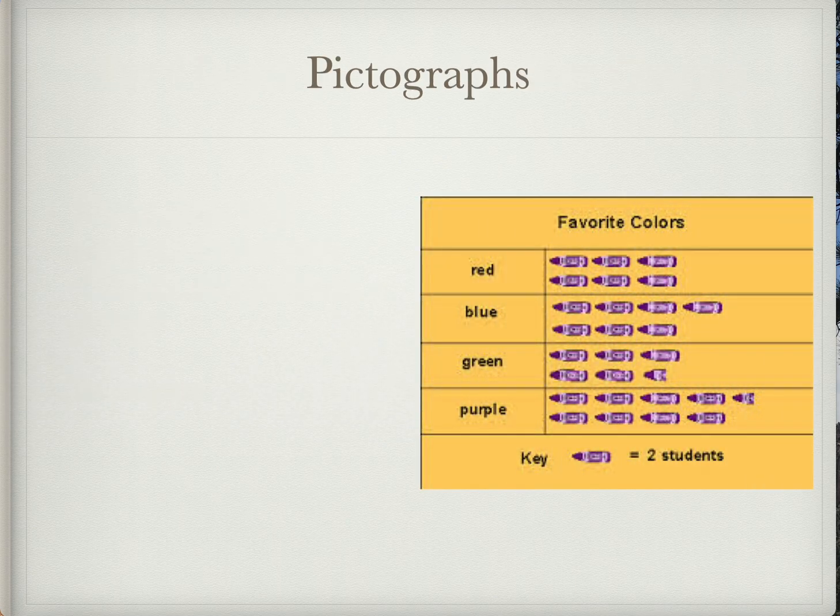Okay, next, let's talk about pictographs. Looking at this pictograph, a picto has pictures. This one's by favorite colors. You can see a key at the bottom. One crayon, not crown, one crayon represents 2 students. So the favorite color is red. We got all these. Could we make this a bar graph?